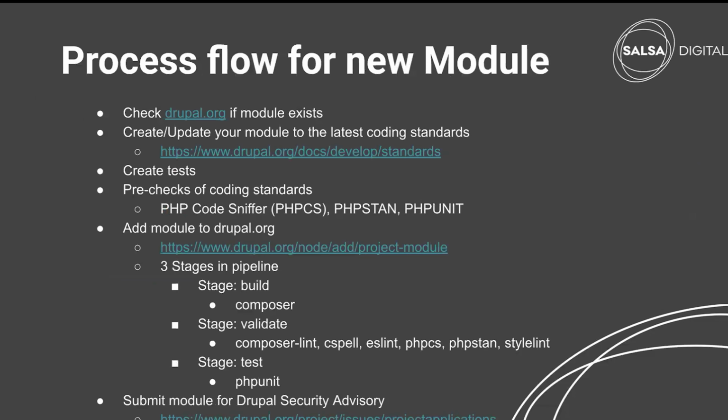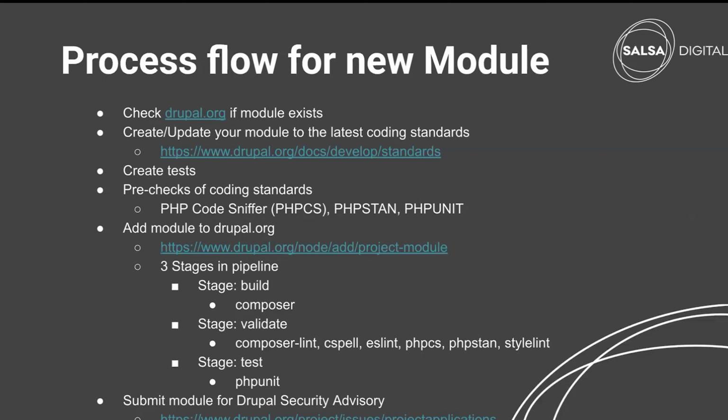Just the process flow. There are a lot of people that don't know the process flow around creating a new module. Firstly, you check Drupal.org to see if there's a module suitable for your need. If there is nothing, then we start creating one. Or if there is one, you can start updating that one as well, so contribute back to what a different developer also published.